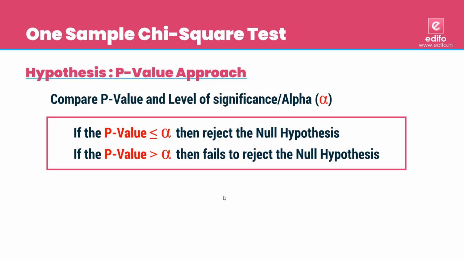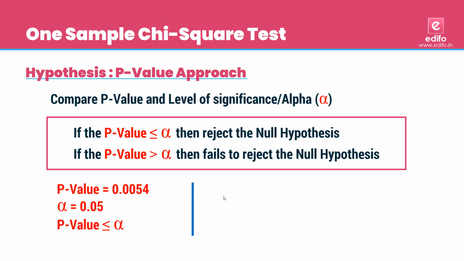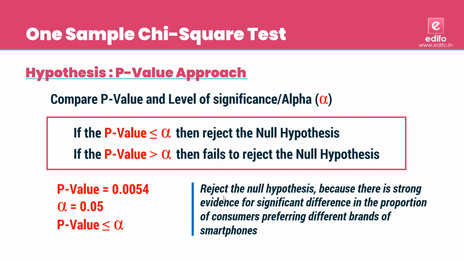Now check here, our p-value is 0.0054, and the alpha value is 0.05 that we have already set. Here the p-value is less than or equal to alpha. So we can say reject the null hypothesis, because there is strong evidence for a significant difference in the proportion of consumers preferring different brands of smartphones. This is our conclusion. So this is called the p-value approach. This is used in most of the research papers and your research theses.